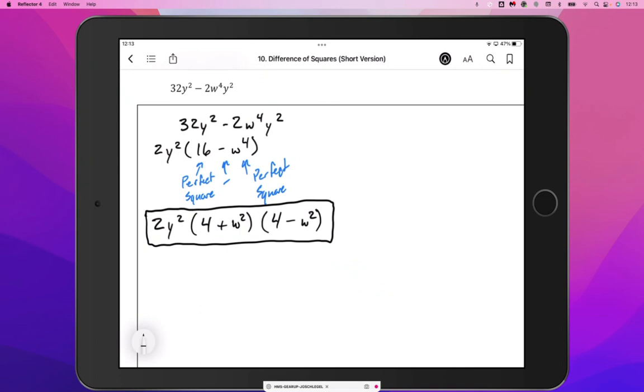I will say once more, this only works with perfect squares that are separated by a minus sign. So you have to have a binomial, which is 2 terms. They both have to be perfect squares, and they have to be separated by a minus sign. If you've got 3 terms, you're automatically going to factoring by grouping, which we covered in the last lesson.